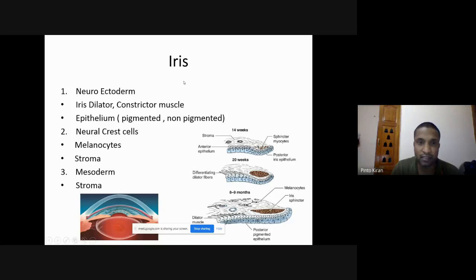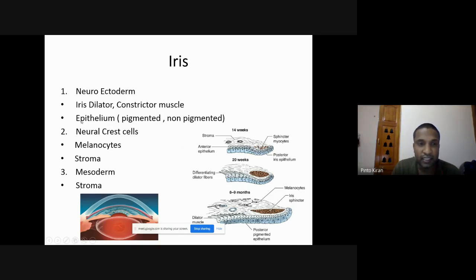The iris has a stroma as the anterior part, and the posterior part is the epithelium. The epithelium has a pigmented and a non-pigmented layer. As I told you, this epithelium is a continuation of the ciliary body epithelium, which further continues backwards as the neurosensory retina. Therefore, this epithelium arises from the neuroectoderm. Got it? Next, the iris dilator and constrictor muscles also arise from the neuroectoderm.